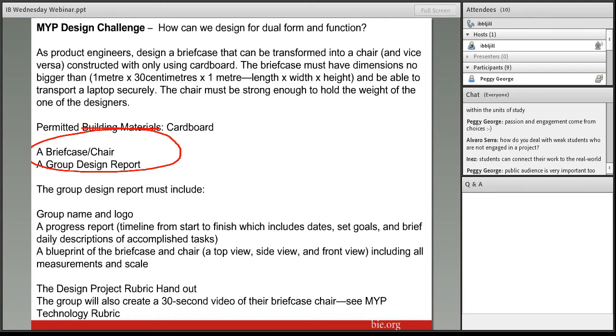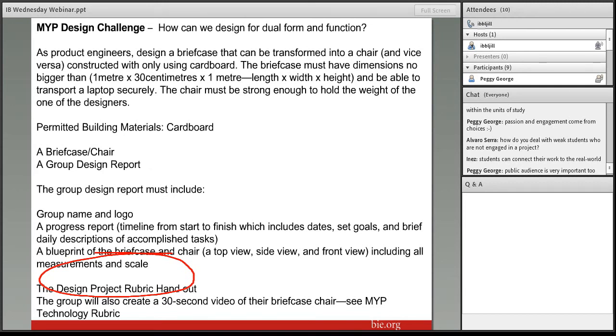a real-life role that they can then look through the lens of not only the issue of why you would need this dual form and function briefcase chair, but what it means to be a product engineer, adding authenticity to not only their product, but how their product will be used in the real world.